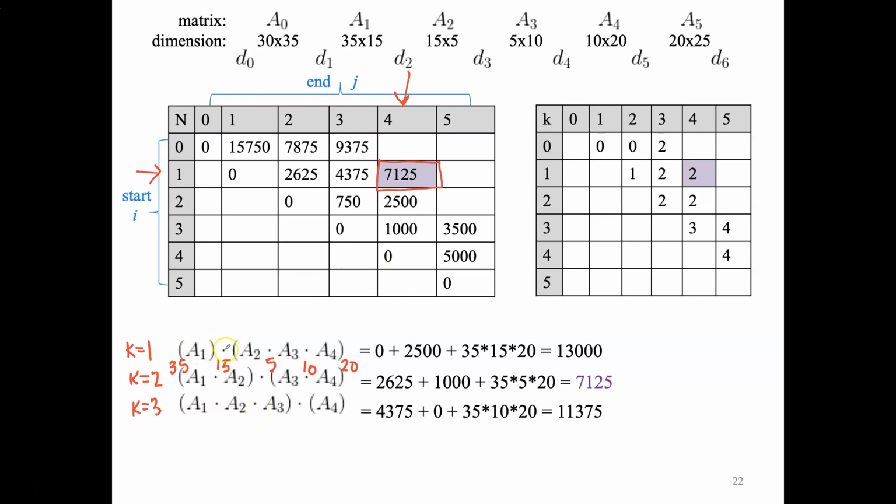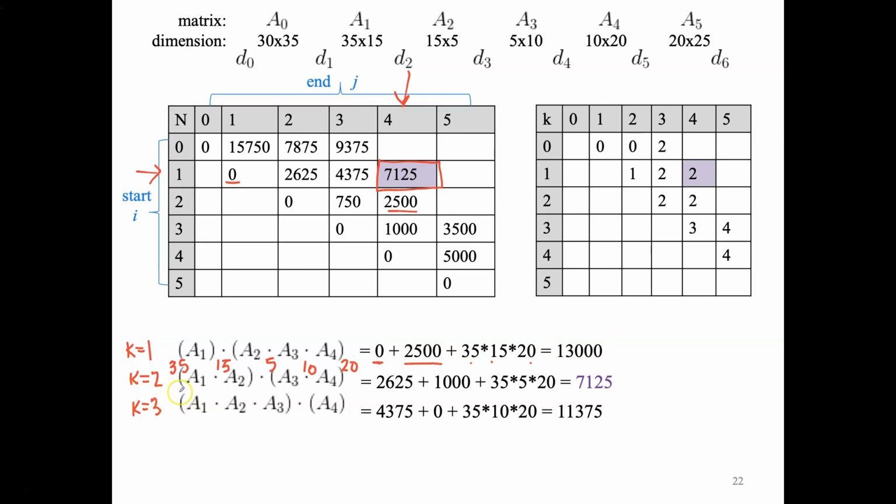Now, if we split right after A sub 1, then we've got how much it costs to form the left matrix plus how much it costs to form the right matrix, A sub 2 times A sub 3 times A sub 4, plus a product of their dimensions. What their dimensions are: this is A sub 1, which is a 35 by 15, and this larger right matrix, its dimensions are just the outer dimensions here, the left one for A2 and the right one of A4, which is 15 and 20. And plug this into a calculator, we have 13,000.